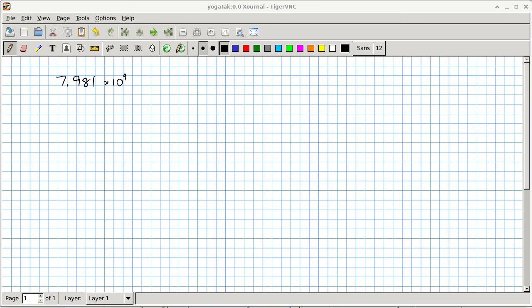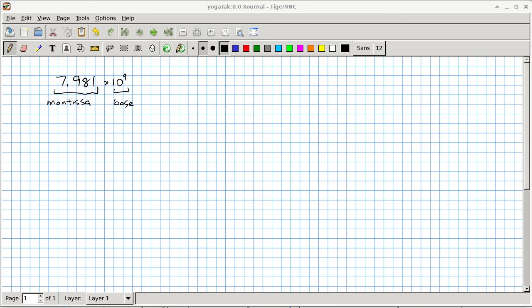Do we have any questions about this? It is 7.981 billion, because 1 billion is 10 to the power of 9. Are we good here? This is what we call scientific notation. In scientific notation, we separate how we represent a value into two parts. The first part is what we call the mantissa, M-A-N-T-I-S-S-A.